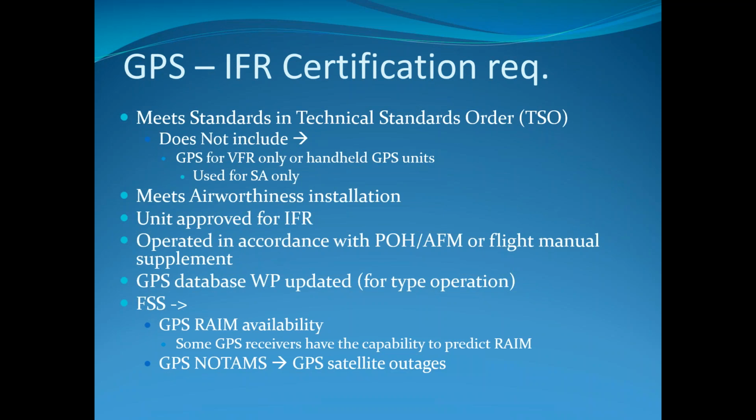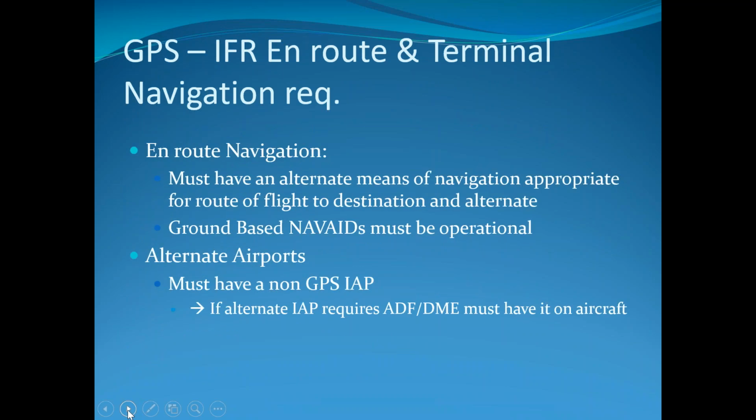So let's see. Yeah, most of this stuff we don't need to really read over. So GPS IFR en route and terminal navigation requirements. En route navigation must have an alternate means of navigation appropriate for route of flight to destination and your alternate, meaning ground-based nav aids must be operational.